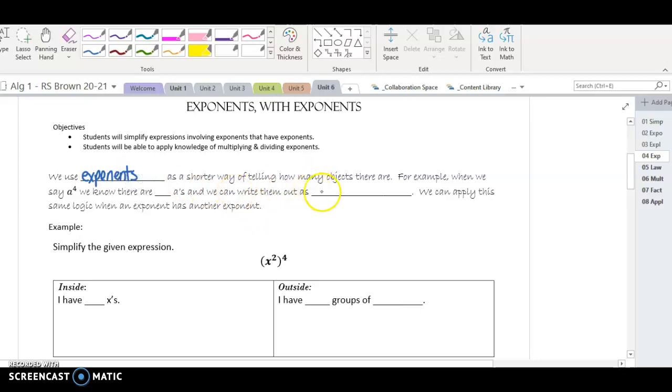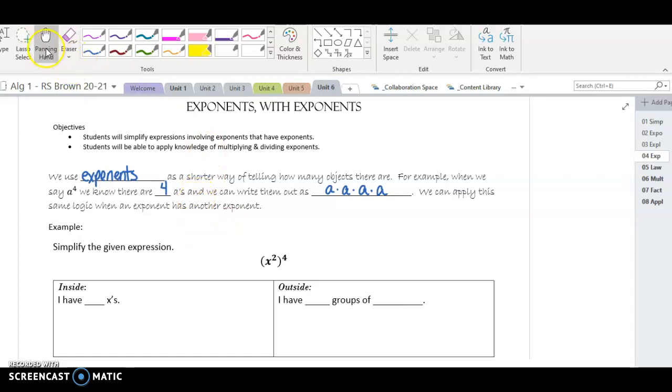Okay, so we use exponents as a shorter way of telling how many objects there are. For example, when we say a to the fourth power, we know that there are 4 a's. We multiply a times itself 4 times, and we write it out as a times a times a times a. Okay? So when we have exponents with exponents, we can also apply the same logic when we have an exponent that has another exponent.